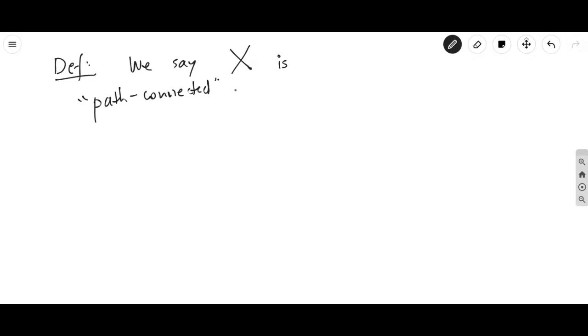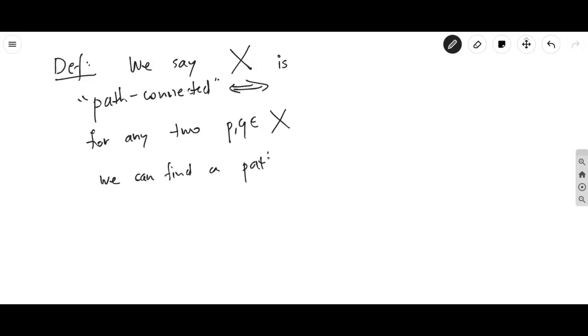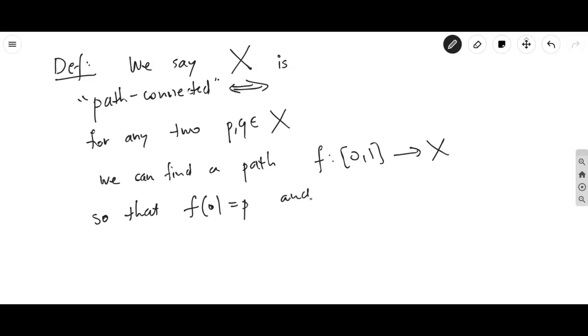And you can probably guess what this means: X is path connected if and only if for any two points P and Q in X, and these can be any two points whatsoever, they do not have to be the same, we can find a path. A path is a continuous function f from [0,1] into X, so that f of 0 is P and f of 1 is Q. So that's what we call a path-connected space.